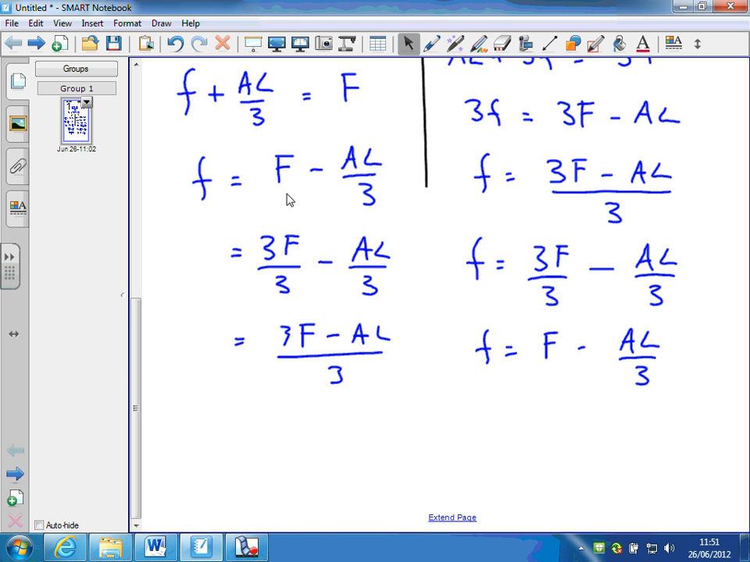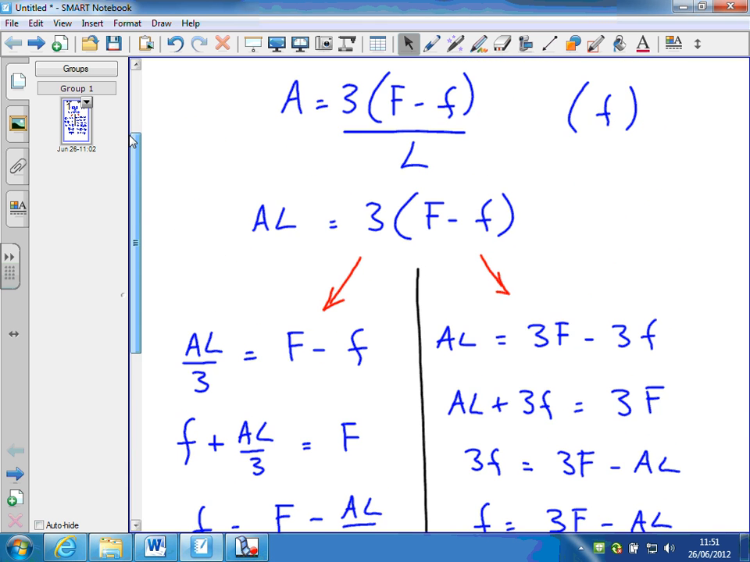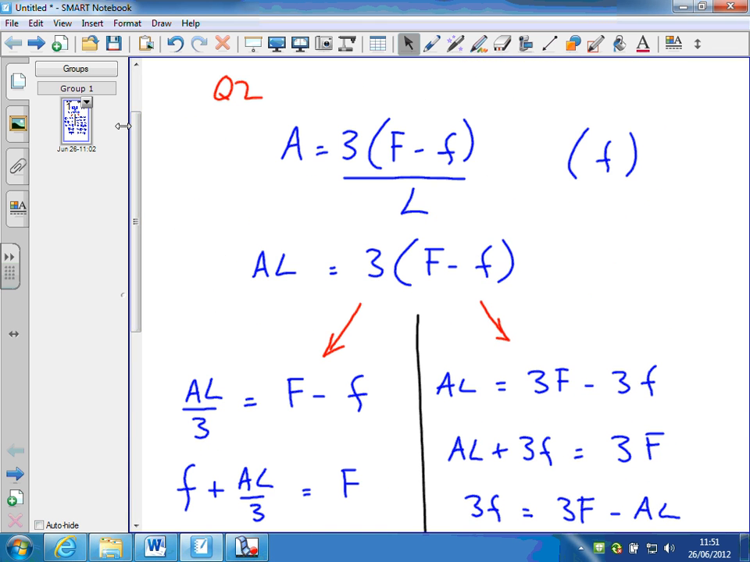Okay, so now, just as a little extra exercise, take this original formula and rearrange it for capital F. Write the two solutions and show that they are the same. So similar procedure to what I've just done here. I'll pause at this point and you can have a go. The solution sheet follows on the next slide.